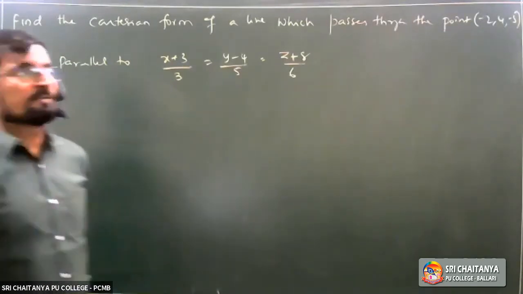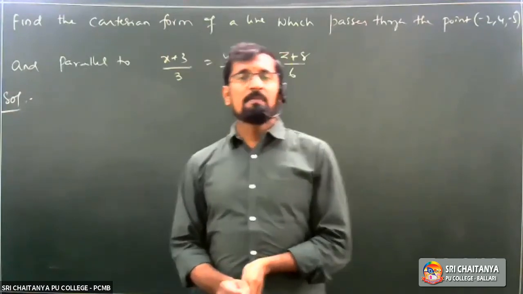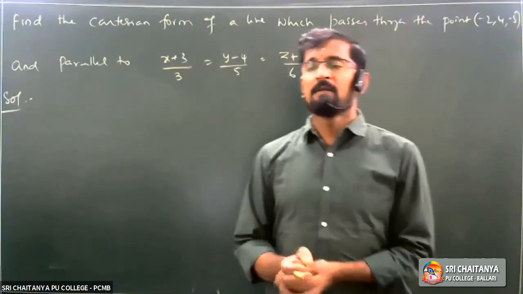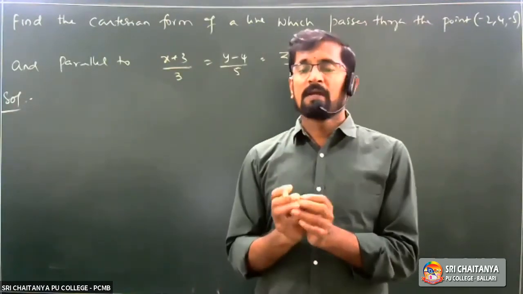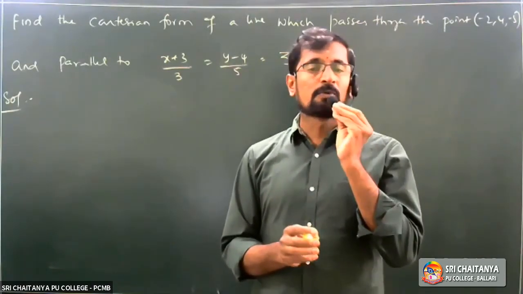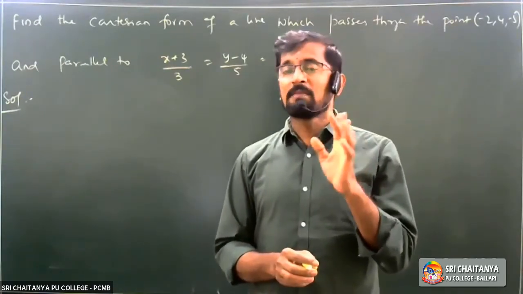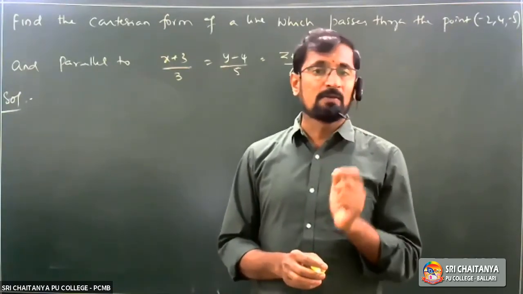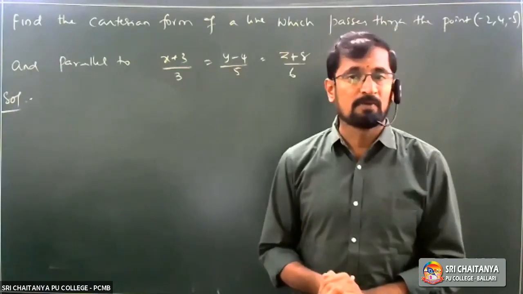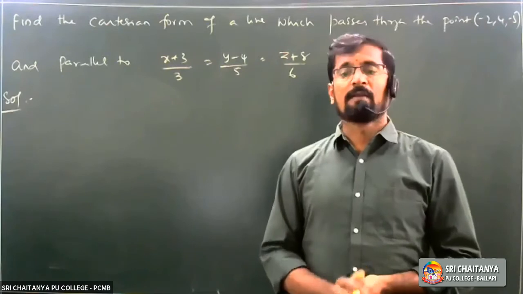First of all, what is the difference between this problem and the previous problem? In this problem, he asked you to write only the Cartesian form, and the point has not been given to you. That means the vector has not been given to you. He has given you another line.